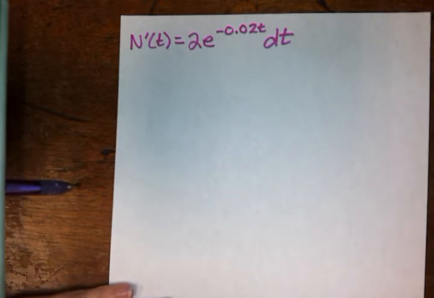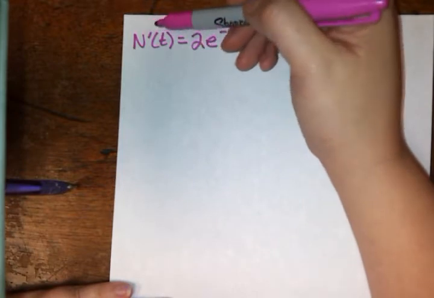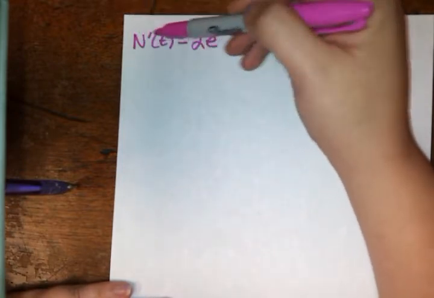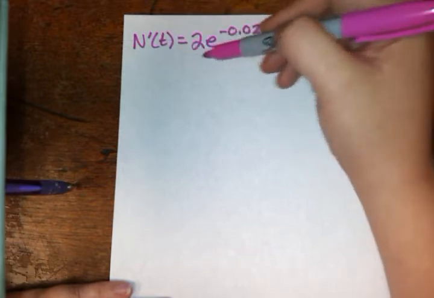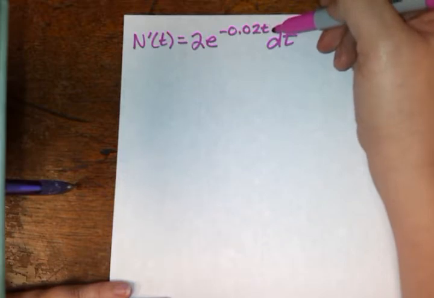What they're giving us is a derivative here. This is n prime of t, which is the number of words per minute. It's a rate that students have after t weeks in a court reporting course.